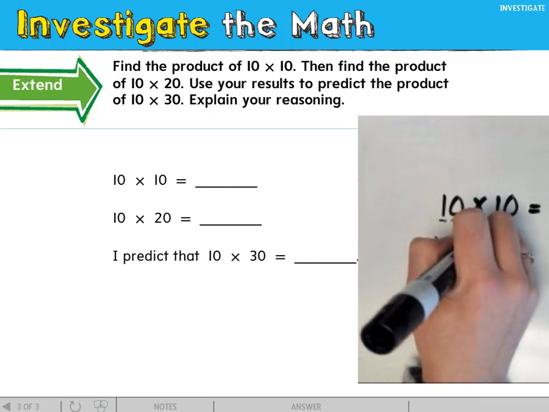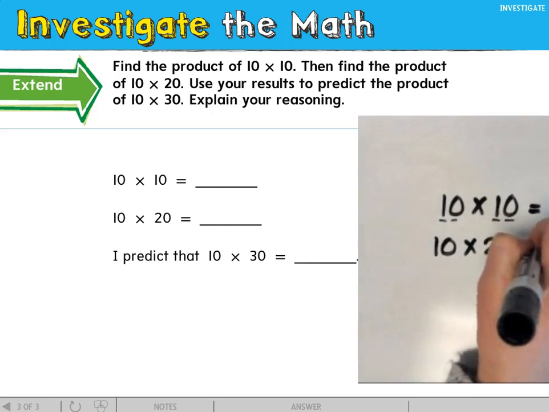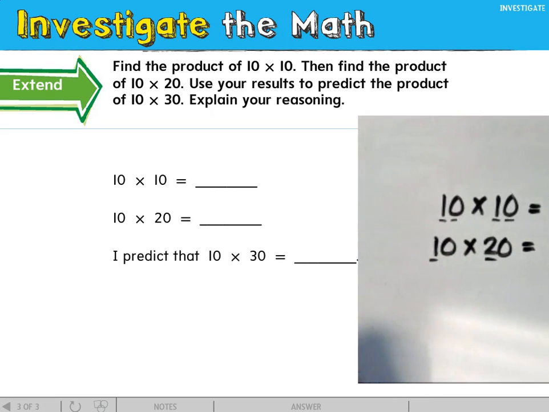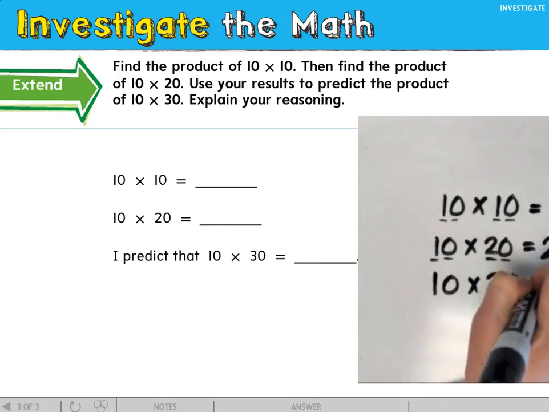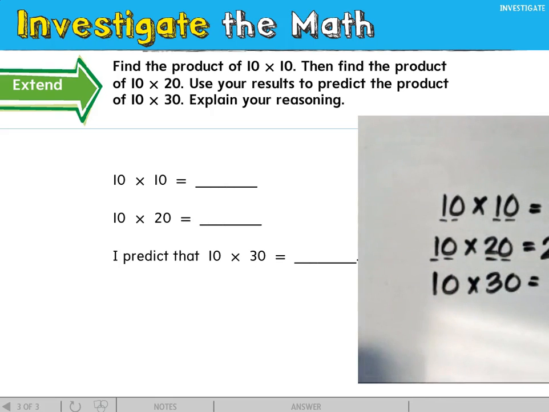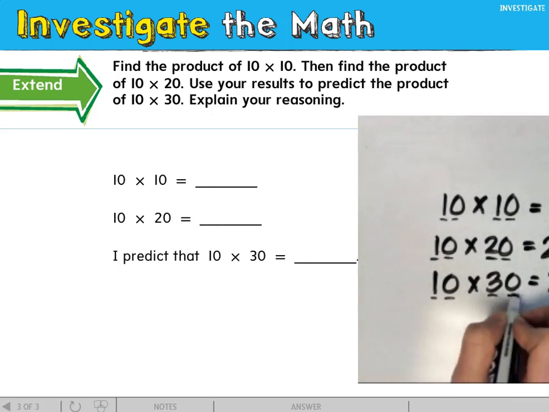If I have 10 times 20, it works the same way. I do the basic fact first. 1 times 2 is 2. And then I write a 0 for each 0 in my problem. I have 2 zeros, so I have 2 zeros in my answer. So 10 times 20 is 200. So what would 10 times 30 be? If you said 300, you're exactly right, because it would be 1 times 3, which is 3, and then you add the 2 zeros from your problem.